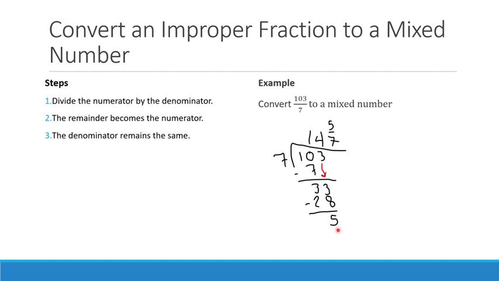That remainder will become the numerator of our fraction portion of the mixed number. The denominator will continue to be a 7. So 103/7 is equivalent to 14 5/7.